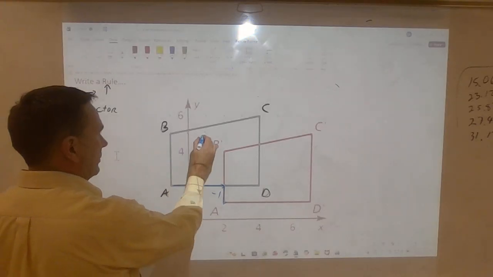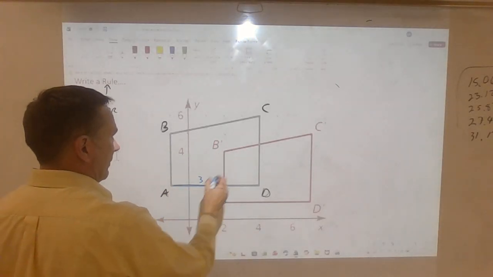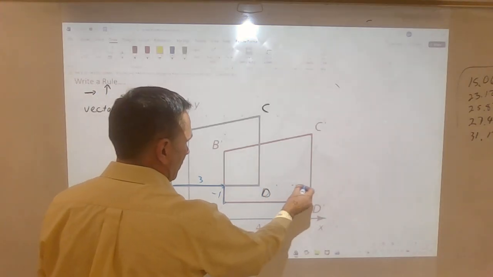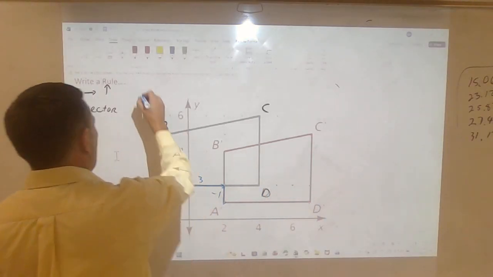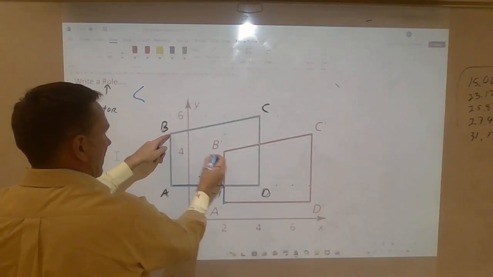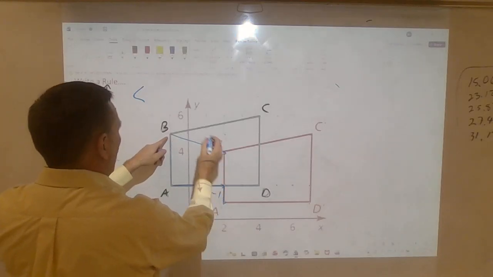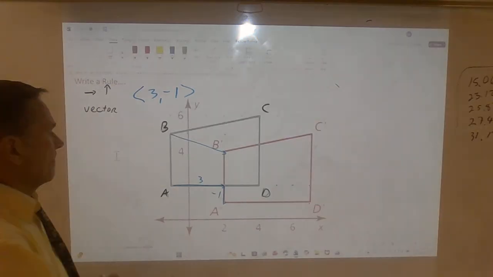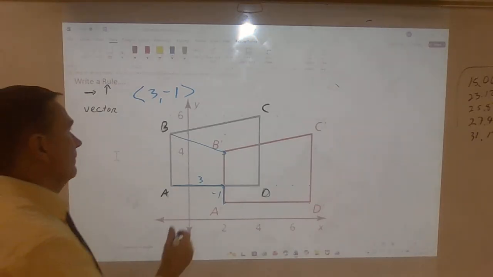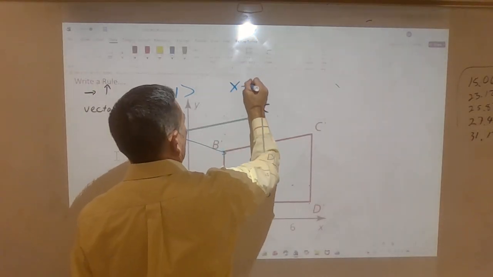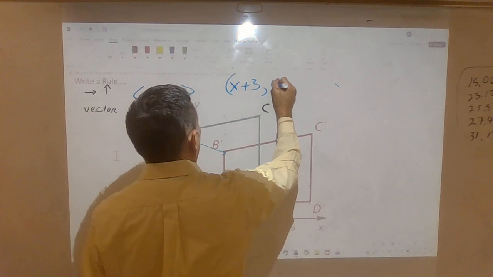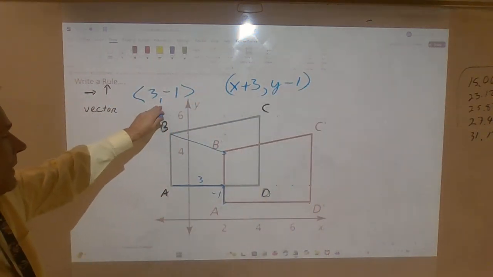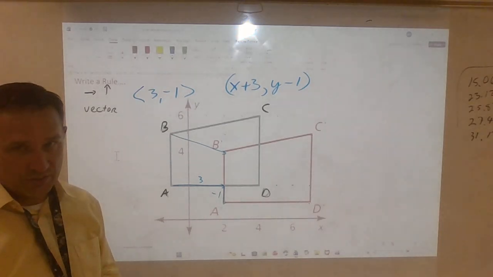We're moving 1, 2, 3, 1 unit down. 1, 2, 3, 1 unit down, 1, 2, 3, 1 unit down. So our vector going from here to here would be 3, negative 1. If we want to write that with an equation, we'd write this as x plus 3, comma, y minus 1. And that can explain it both with vectors and with equations.